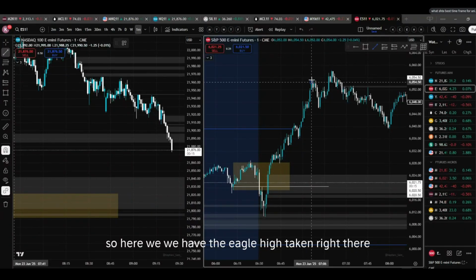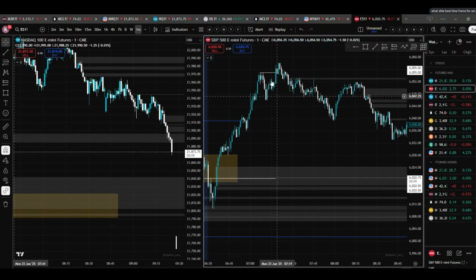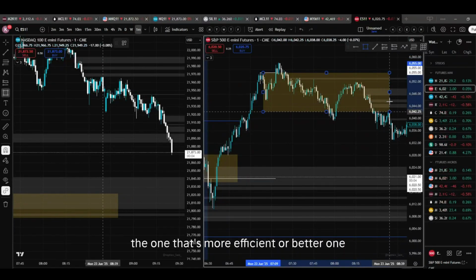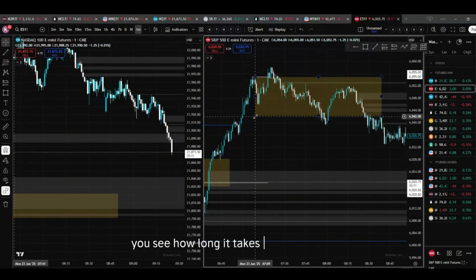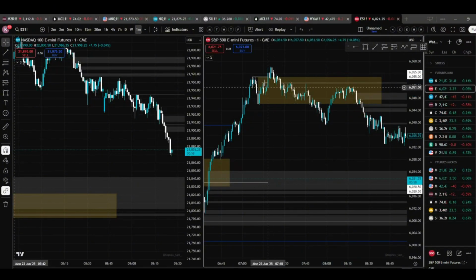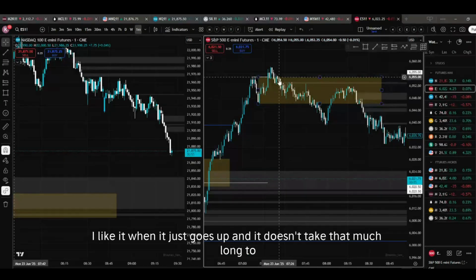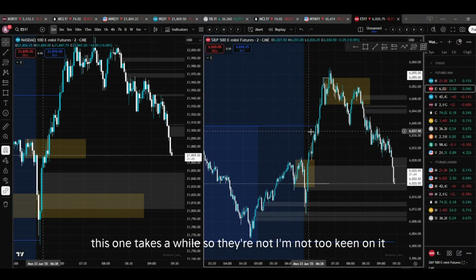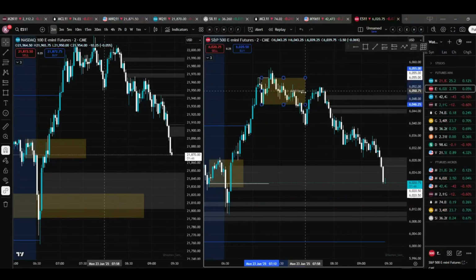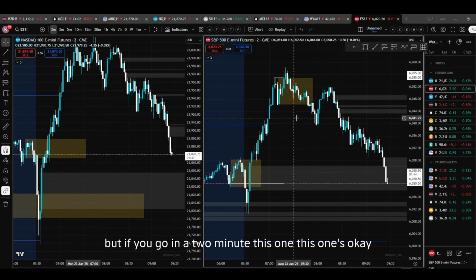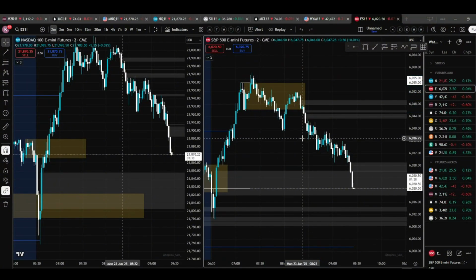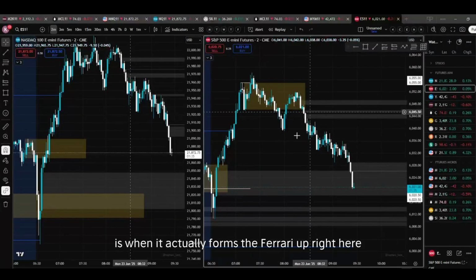So here we have the equal height taken right there. This is just for the unicorn, the one that's more efficient or better, or the one that doesn't take this long. You see how long it takes just to cross this? I like it when it just goes up and doesn't take that long to form a reversal. This one takes a while, so I'm not too keen on it. But if you go to a 2 minute, this one's okay. I probably will take this one, but the only time it'll actually form a unicorn is from right here, when it actually forms the fair value gap right here.